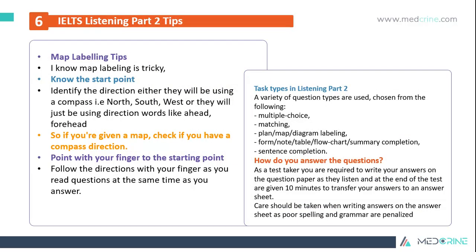In IELTS Listening Part 2, we have some tips to help you in labeling the maps or the diagrams. I know map labeling is a tricky question, and one of the tips is that you need to know the starting point. Identify the direction. Either they'll be using a compass or direction words, for example, ahead, forward, beside, and such words. So if you're given a map, check if you have a compass direction. Point with your finger on the starting point and follow the speaker as he or she goes around. Follow the directions with your finger as you read the questions and answer them at the same time.